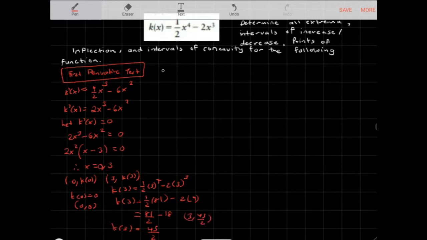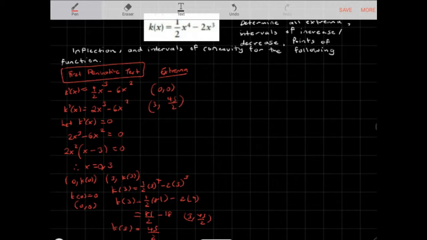Okay, so your extrema, maximum or minimum points, one of the extrema occurs at 0, 0, and the other extrema occurs at 3 and negative 27 over 2. We just don't know how to distinguish which one's the maximum and which one's the minimum without actually sketching this, but we can determine this by using the second derivative test.